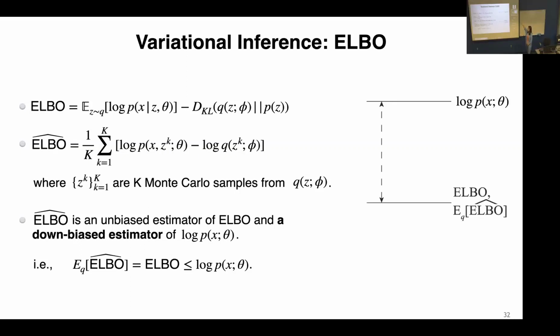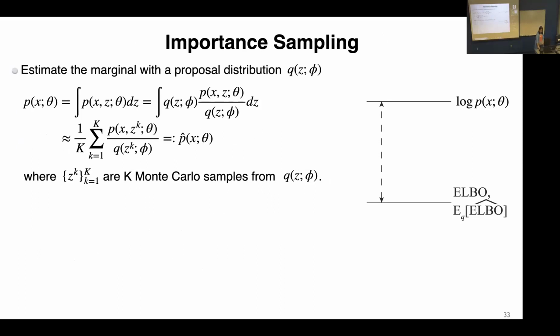So you can see the relationship between these. These two will be the same, but they're all below the log P. Make sense? And the gap between them, which I will show you in the next two slides, will be the KL divergence between Q and the true posterior. Okay, so how are we going to find a tighter bound?